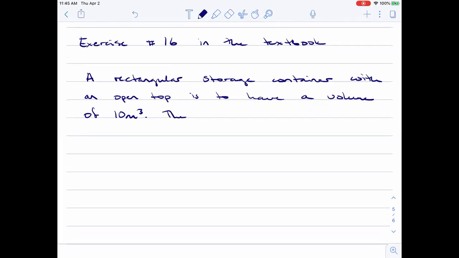So the length of its base is twice the width.